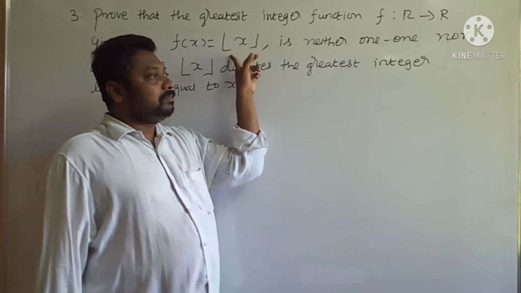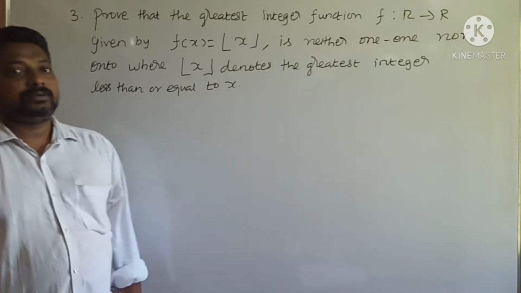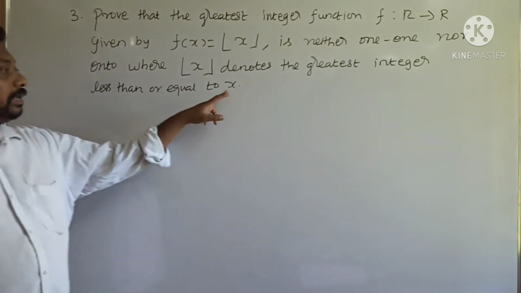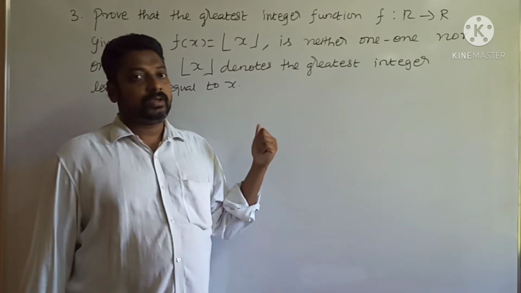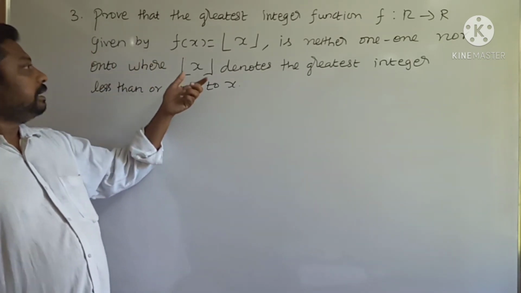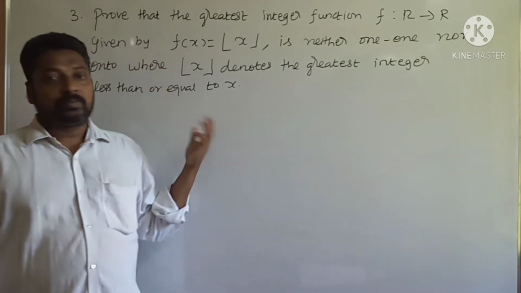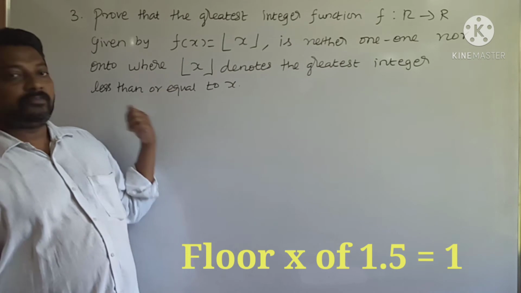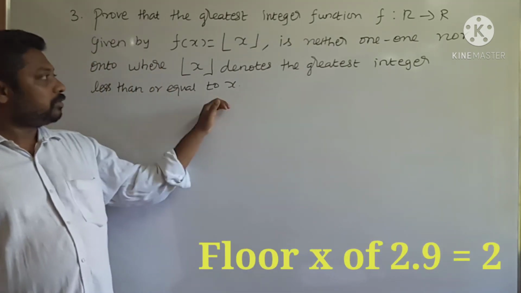This symbol is known as floor x, that is called the greatest integer function less than or equal to x. For example, any number will be rounded to the integer that is less than or equal to x. If I say 1.5, the floor x is 1. For 2.9 also it is 2 because it is less than or equal to x.